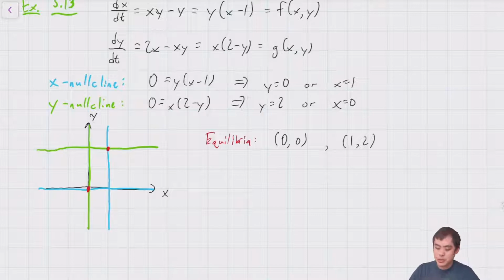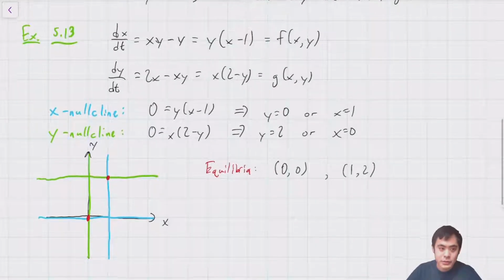Note that the point (0, 1), so this here, is not an equilibrium because it's not the intersection of the x nullcline and the y nullcline. It's just a point on the x nullcline. So be a little bit careful about that. These are not lines per se. They're sets, and you're looking at the intersection of these sets.